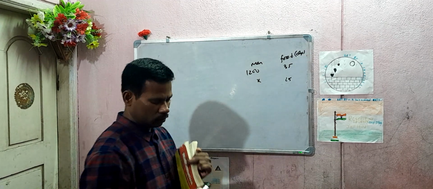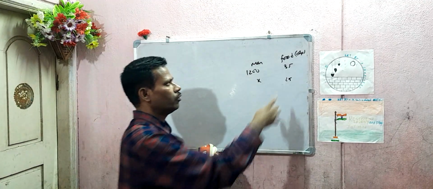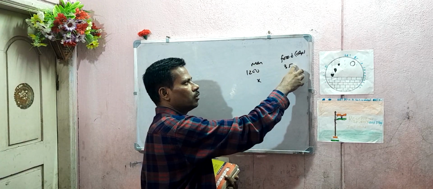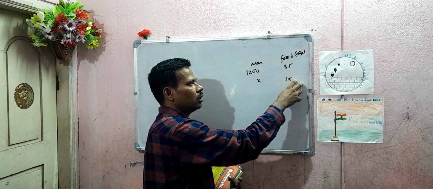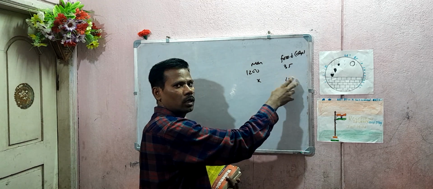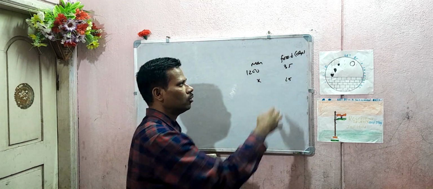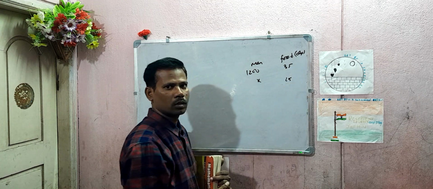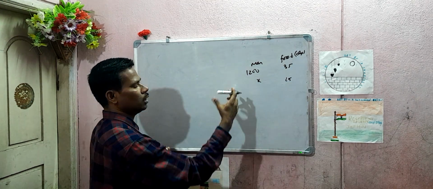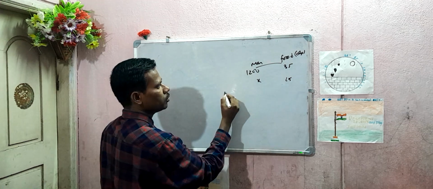Now what you have to do? Here the food is lasting for 35 days for 1200 men. Now it has to last 25 days. So that means more men will be joining, because the food is going to finish within 25 days. So what you have to do? Same thing. I am not writing all the steps.